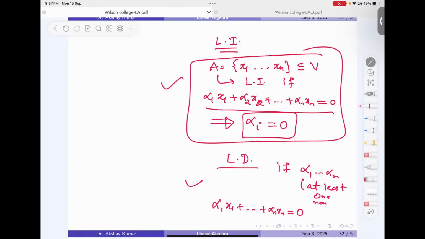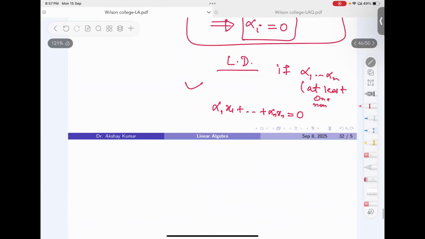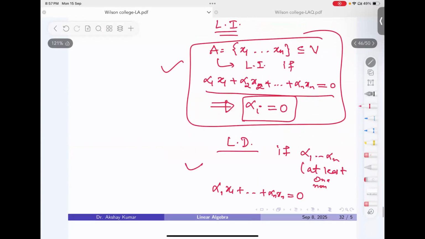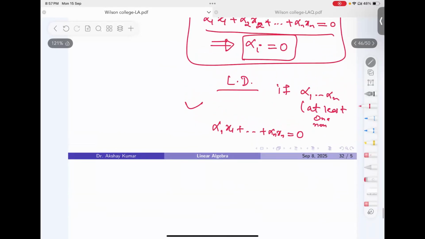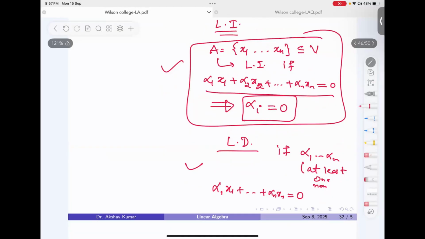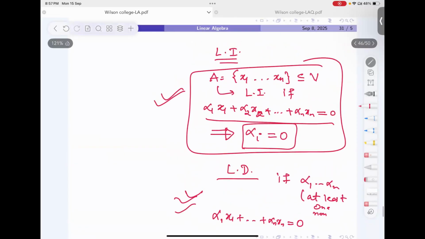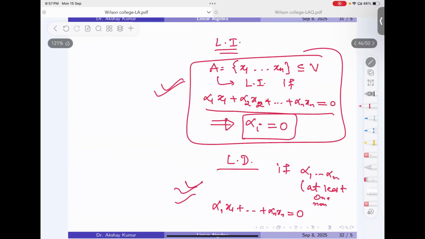Yes, sir. In case of linear dependence, you choose any linear combination, and if this is equal to 0, and there exists at least one alpha which is not equal to 0, then this set is linearly dependent. Okay. So this is the definition. Yeah, the correct definition of linearly independent and dependent. Yes, sir. Here, choosing any linear combination, does this definition also hold whether A is finite or infinite? In both cases, this definition will hold.